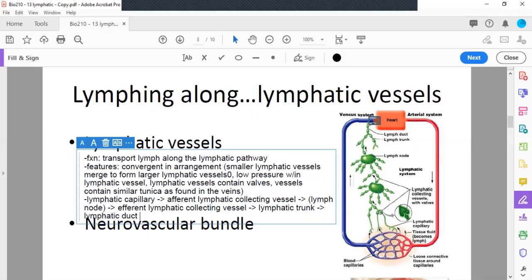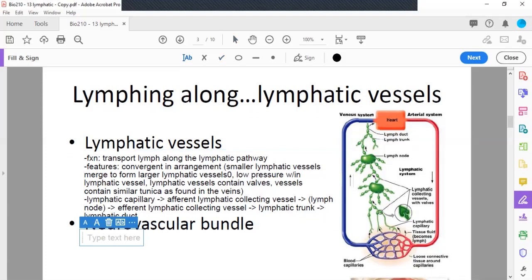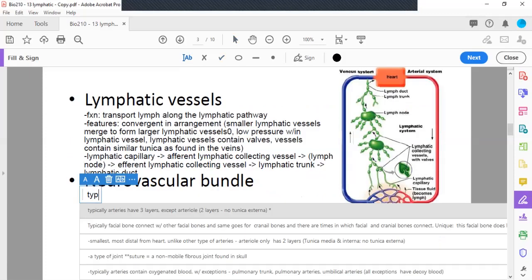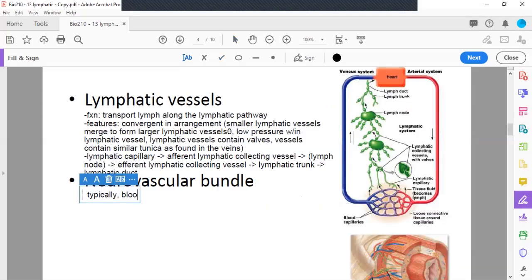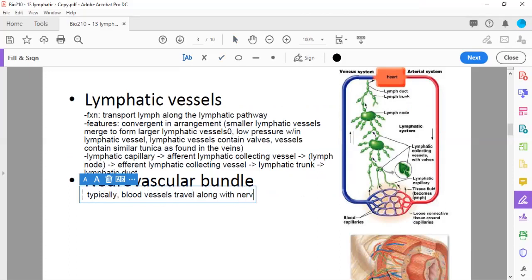Now let's go into what's called the neurovascular bundle. What does it mean when it's a neurovascular bundle? Typically, blood vessels travel along with nerves and lymphatic vessels.